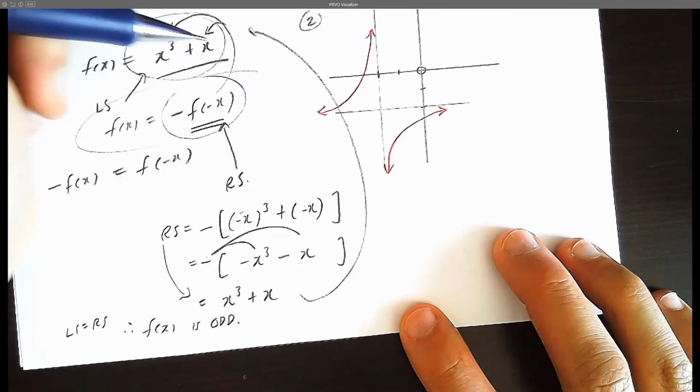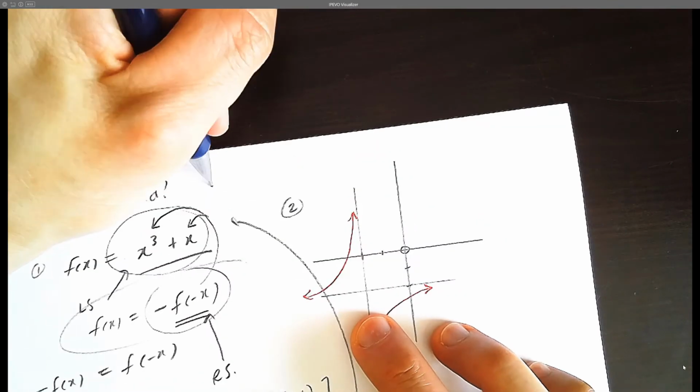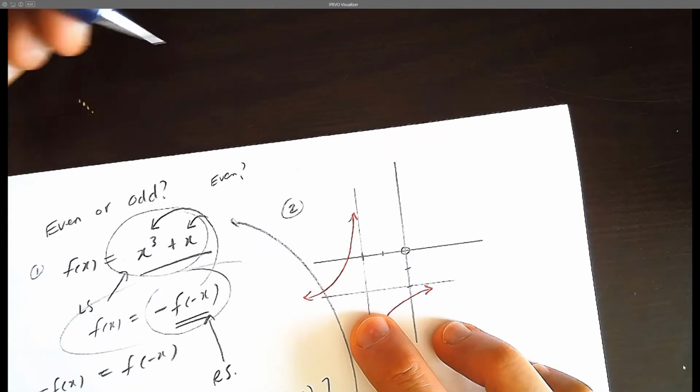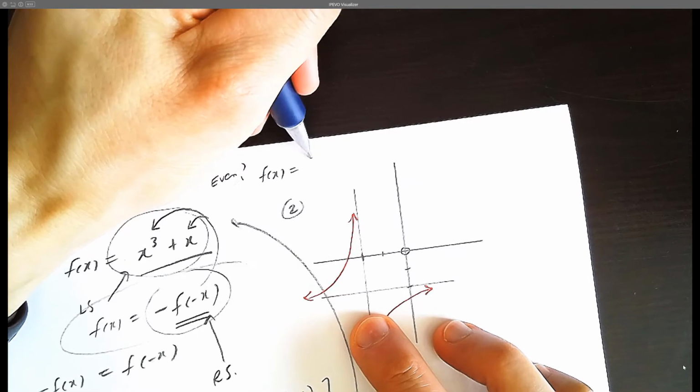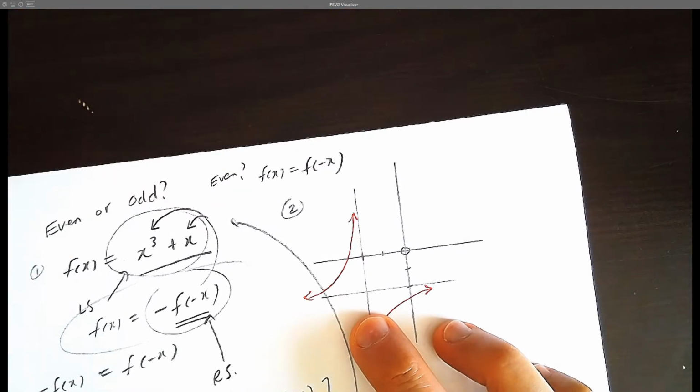If you wanted to test out if this function is even, if the function is even, you'd have to show that f of x equals f of negative x, but it's not.